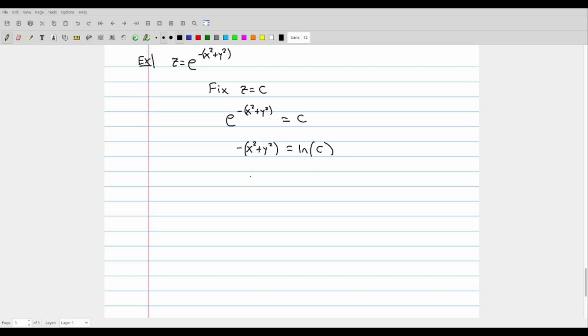And then this gives us that x squared plus y squared, if we multiply both sides by negative 1, is equal to negative the natural log of c. And remember that x squared plus y squared is the same thing as r squared. So the level curves of this function are circles of radius square root of negative natural log of c.